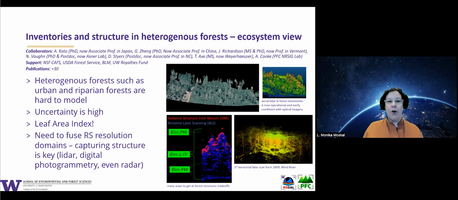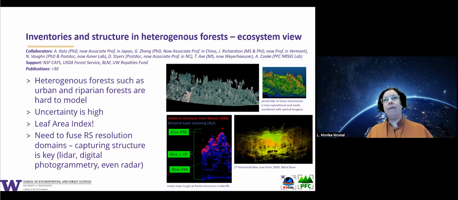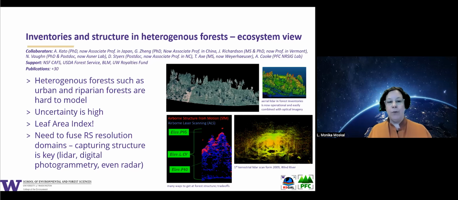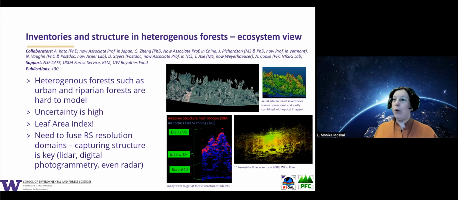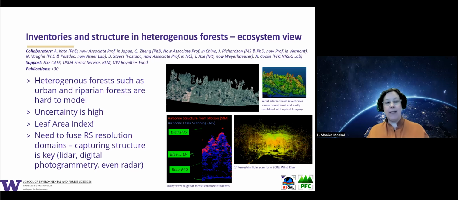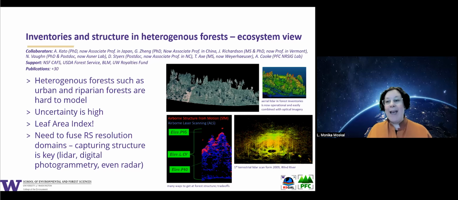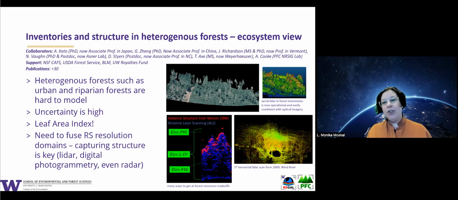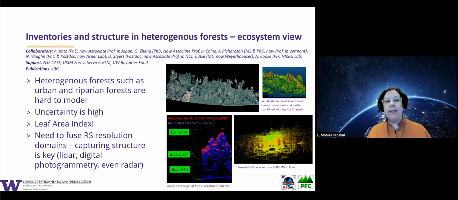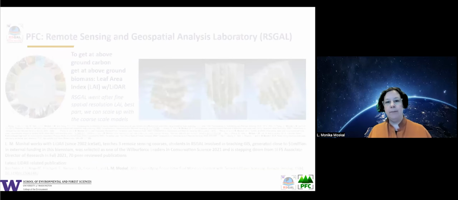I'll talk about it a little bit more, but literally the number of leaves over an area on the ground. And we've always believed that we need to fuse or utilize all resolutions of remote sensing available to us to capture key structural characteristics of a forest. So not just height, but species, DBH, really challenging things.